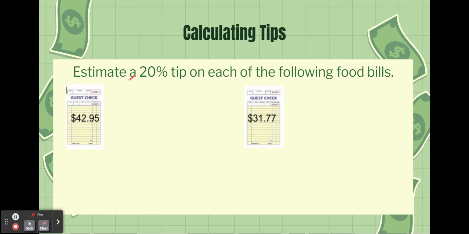Here it says to estimate a 20% tip on each of the following food bills. So the first bill is $42.95. Most people would just round that to $43. Since we're leaving 20% here, we would find 10% first, which is $4.30. We just shift the decimal left one place. And then we can double $4.30, which gives us $8.60.